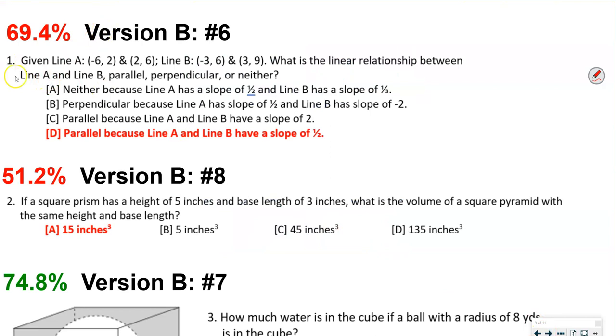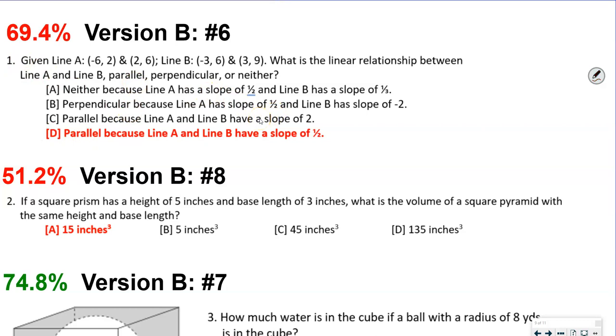So if you had version A, that's what we're looking at here. If you have version B, this is number 6, number 8, number 7, okay? So it says given line A with (-6, 2) and (2, 6), and line B with (-3, 6) and (3, 9). What is the linear relationship between these lines? Are they parallel, perpendicular, neither?